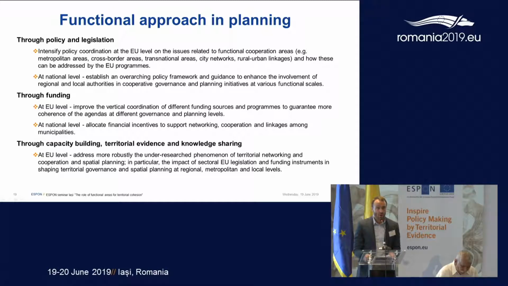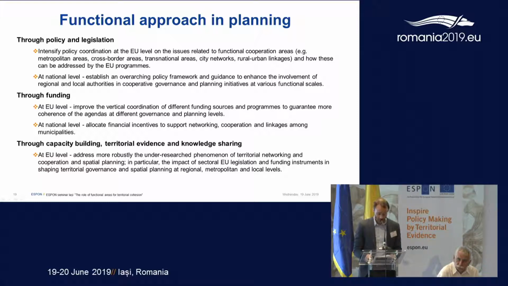And at the end, we conclude with a functional approach in planning, which was also discussed quite a lot in the ESPON SPIMA project and in some other policy briefs. There we have three broad strands: policy and legislation, funding, and capacity building. When we look at policy and legislation, we emphasize the need to intensify policy coordination and discussion on issues related to functional cooperation areas. That is why we also have 2 parallel sessions looking at cross-border regions and macro regions, where it's basically the same story, just at a different scale.